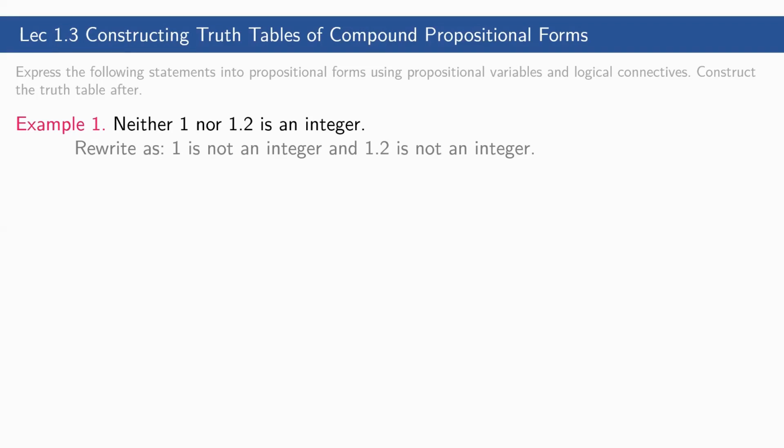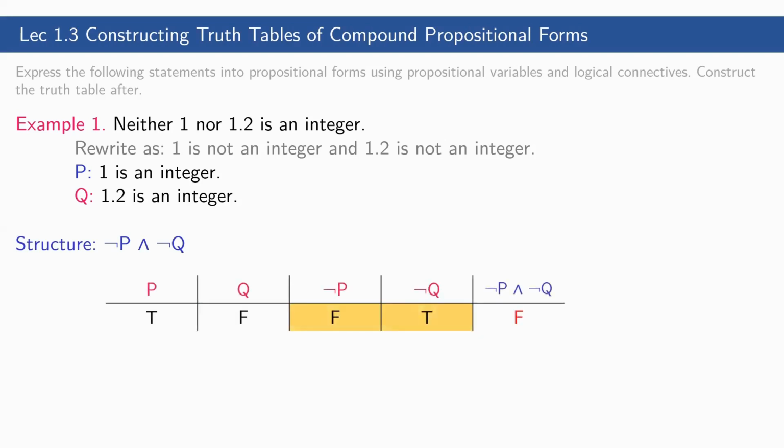Now, we can express our P and Q as P, 1 is an integer, and then Q, 1.2 is an integer. So always remember that whenever we are trying to represent a proposition using variables, P and Q must be positive. So we drop the not so that we can reserve that for the negation. Next, the structure of our original statement is not P and not Q. This is now the truth table for that.